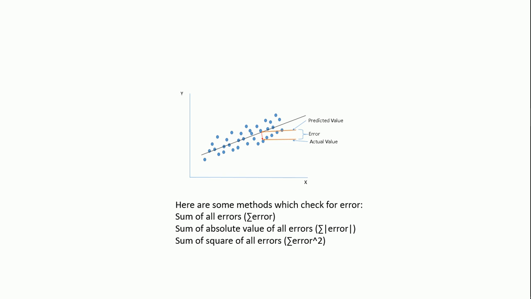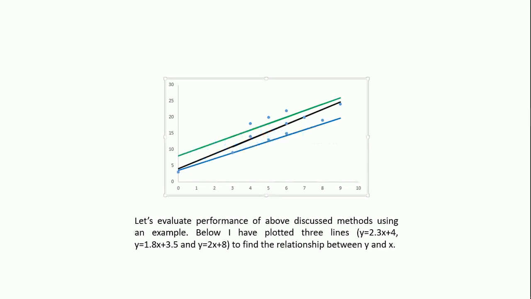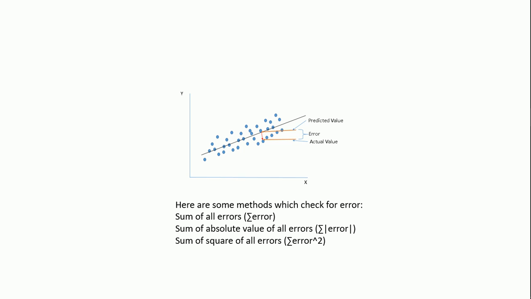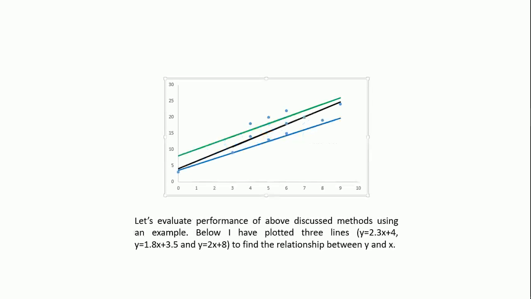This is the graph of x and y. Over here you can see a line, and you can see that there is a predicted value and an actual value, and in between there is an error. So we want to find such a line where the error is the minimum. There are three methods for that: sum of all errors, sum of absolute value of all errors, and sum of square of all errors. I want to know which among the three is the best.